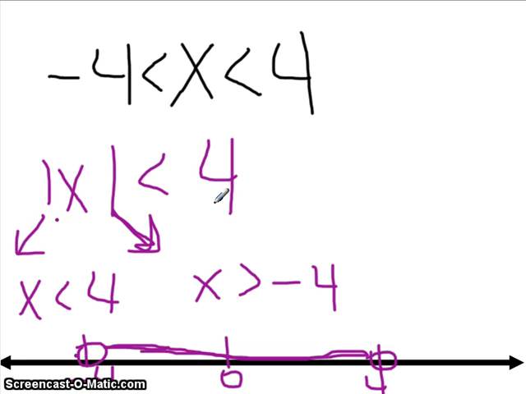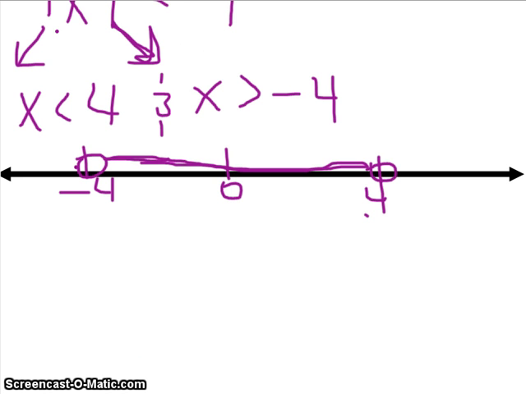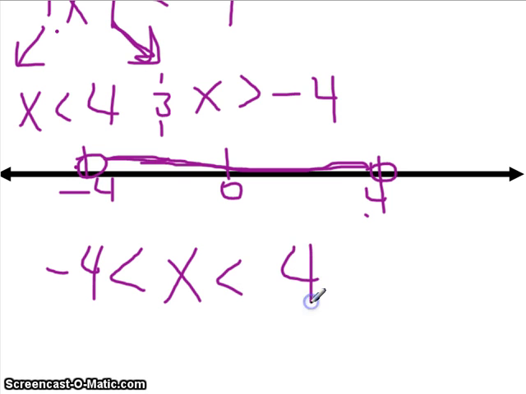Okay, so just rewriting this in a nice, neat way, I'm going to take this value and just rewrite it. So I just have that x is going to be greater than -4 and less than +4. So two different ways to get the same answer.